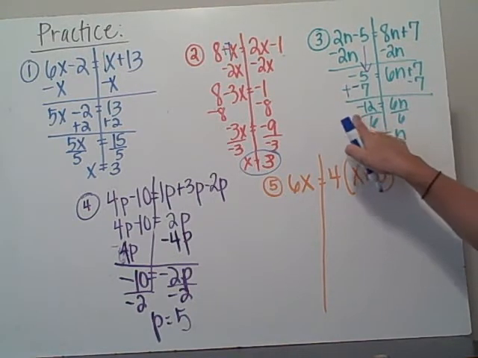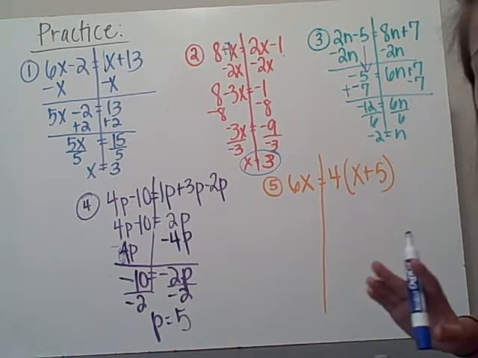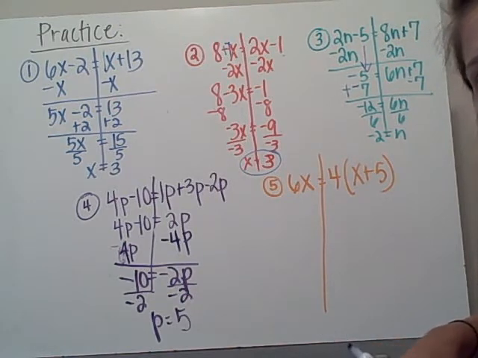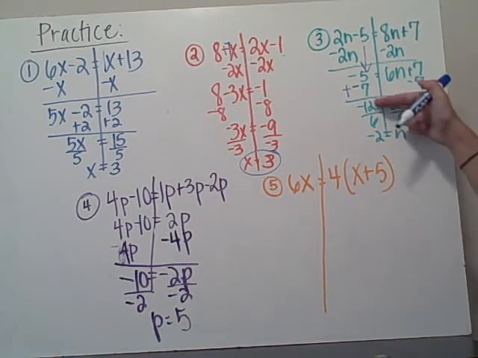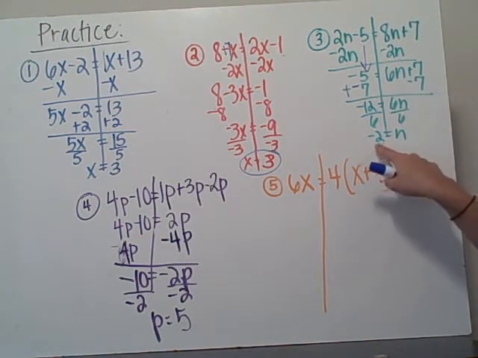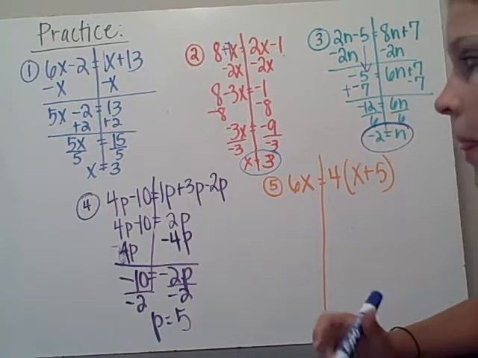So it's negative 12 equals 6n. 6 times n, so I'm going to divide on both sides to get n completely by itself and positive. So I divide by 6 on both sides, and I get negative 2 equals n for my answer.